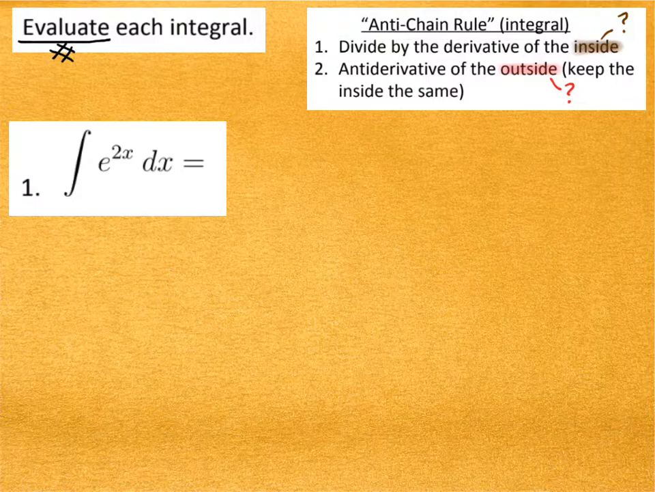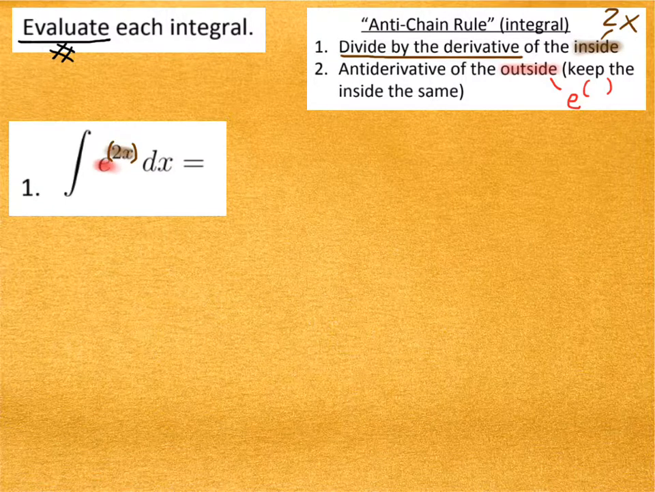Well, were you thinking of 2x as the inside function? So that 2x is inside the e to the something, so what's on the outside but e to the something. Then the 2x is inside that exponential equation. So now we can follow the steps. I need to divide by the derivative of the inside. So what is the derivative of 2x?